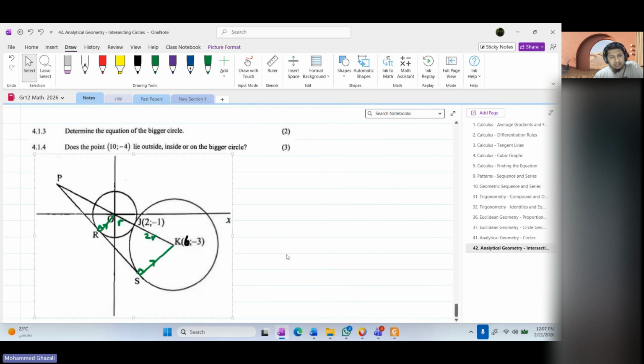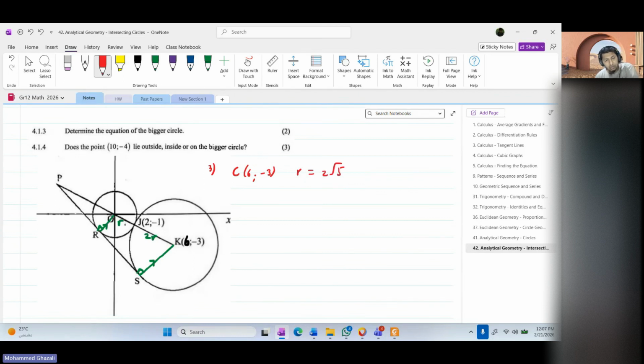Now, how are we going to find it? The center is 6 and -3, and the radius is 2 root 5, because remember, small r was root 5. So this radius will become 2 root 5. Let's just say root 5 and thus 2 root 5. Now, 2 root 5 is the same thing as saying root of 4 times 5, root 20. I just took the 2 inside the root.